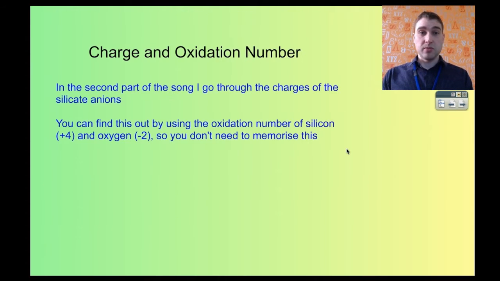In the song, which I'll play for you shortly, I give you the charges as well. You can figure out the charges just using the silicon to oxygen ratio. So use the oxygen's oxidation number of -2, and use silicon's oxidation number of +4. And if you use the techniques we've used earlier in the year to figure out charge from oxidation numbers, you can do that. So you don't need to memorize that, but I put it in the song because it gave it a spicy second verse.